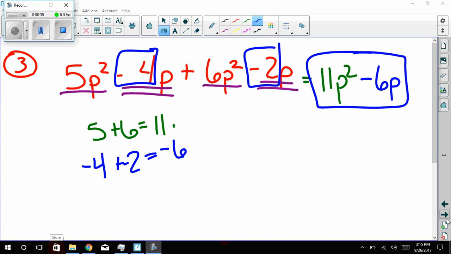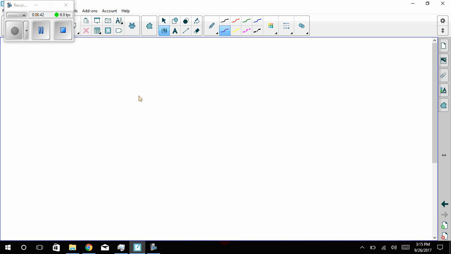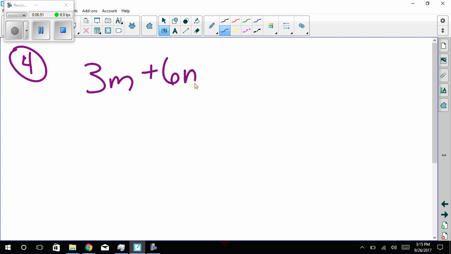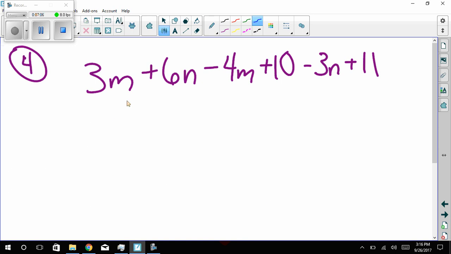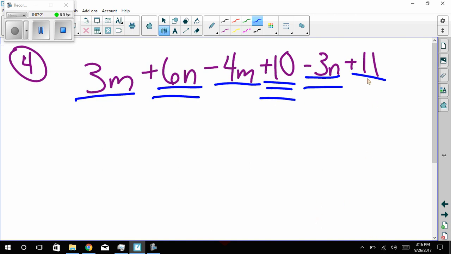Okay, a couple more examples and we'll be done. Just so you've seen it all. Okay, example number 4. 3m plus 6n minus 4m plus 10 minus 3n plus 11. Okay, identifying like terms. M's are going to be on one underline in this case. There's another one. That's it. N's are going to be 2 underlines. Got another one right there. And then numbers without variables also are considered like terms. So this 10 would get 3 underlines, and so would the 11.